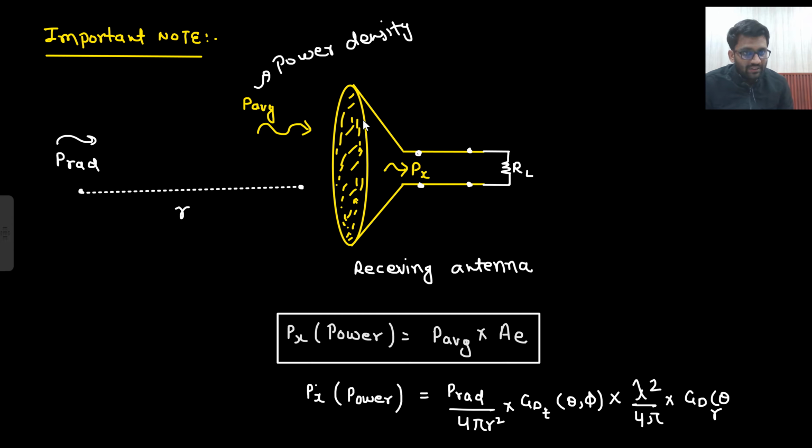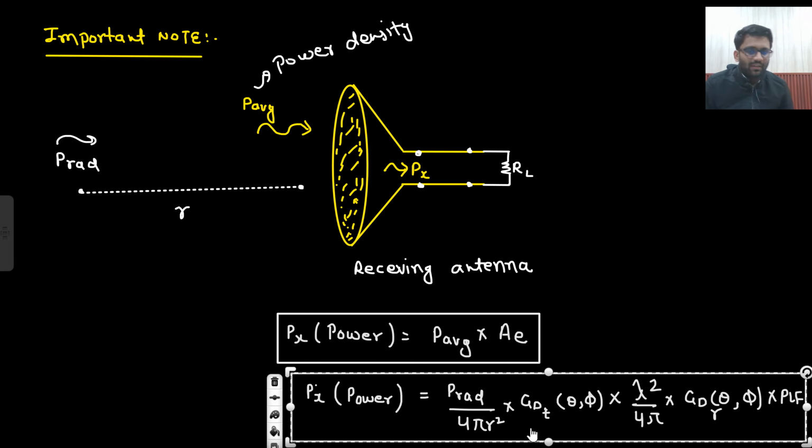Why receiving antenna? Because aperture area is associated with the receiving antenna, and this P radiated is associated with the transmitting antenna. So there is another transmitting antenna as well, which I did not draw. Here θ, φ, along with that the polarization loss factor will also come into action. Usually people mug up this formula, and if you mug it up, eventually you are going to mess it up in the examination. So no need to mug up anything, your path is clear.